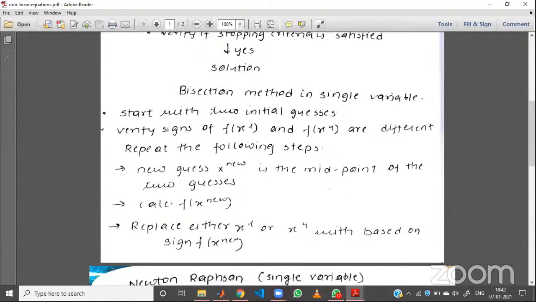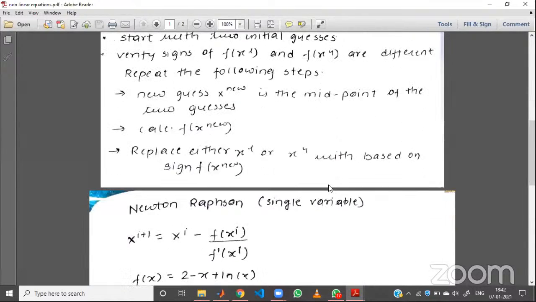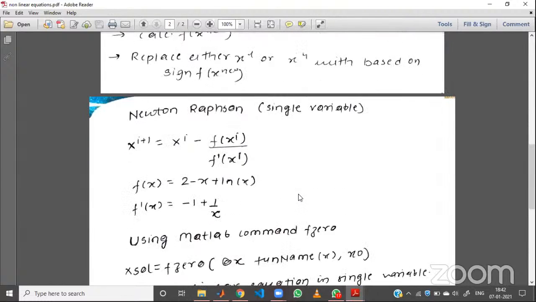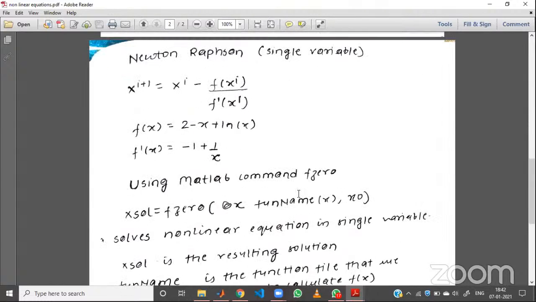So bisection method and Newton-Raphson, these two methods we have. We have many other methods, but right now I am discussing these two methods. Let me just discuss the Newton-Raphson method. In the Newton-Raphson method, we initially make a guess. We have to guess initial values.